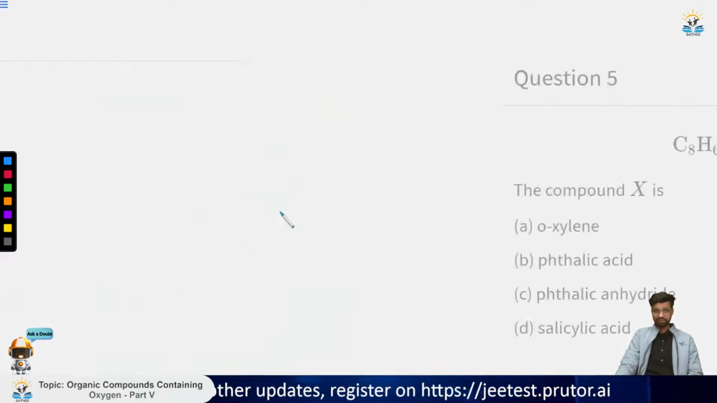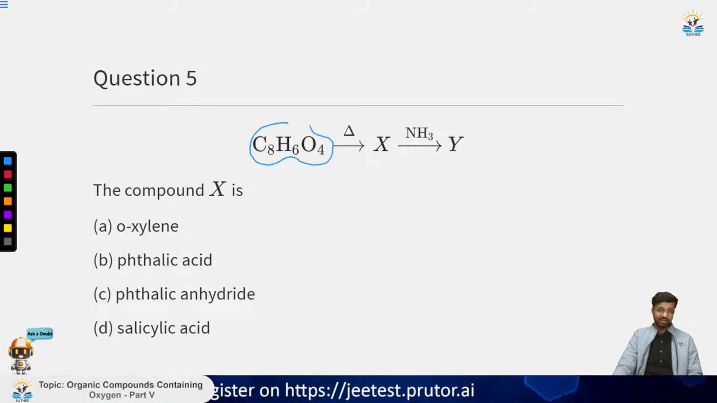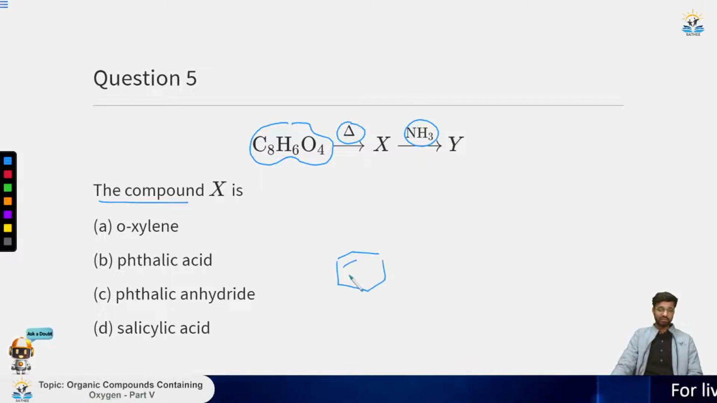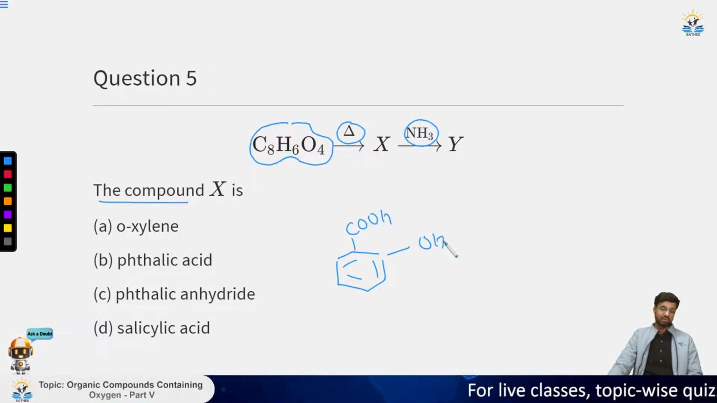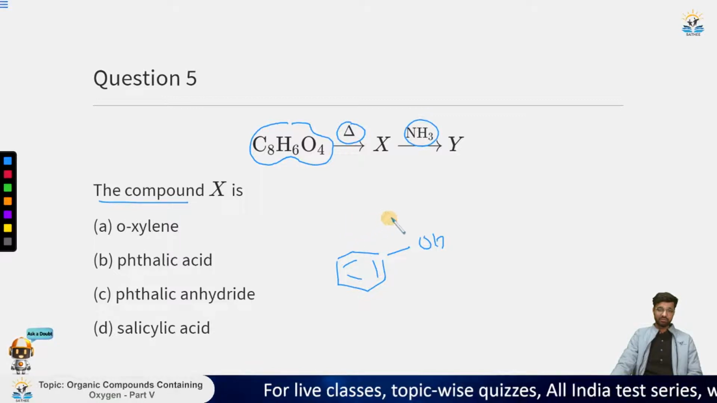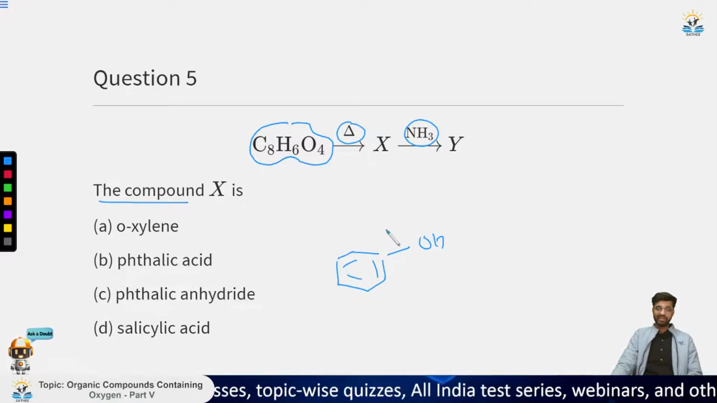Okay, so this was the fourth question. Now the last question that we have here is C8H6O4, it is heated, and upon NH3 what will we get. Now the options are salicylic acid. So let us observe each of the options one by one. If we take salicylic acid, it looks like this. If we heat it, then of course this will be removed. So it is a kind of decarboxylation reaction. Now upon NH3 it will not give any reaction. So this is not the case.